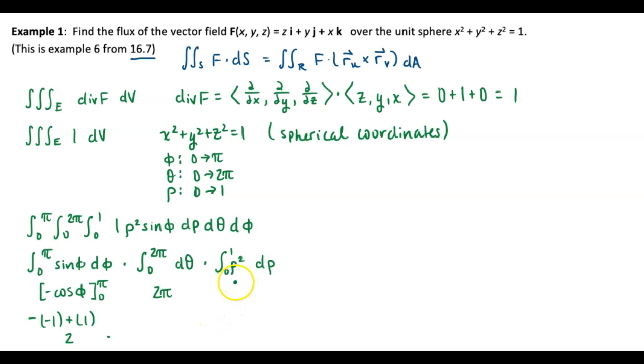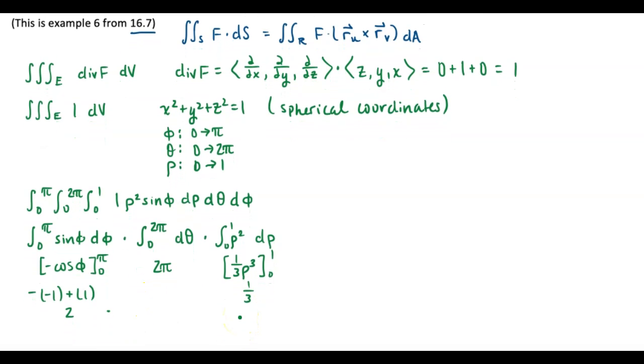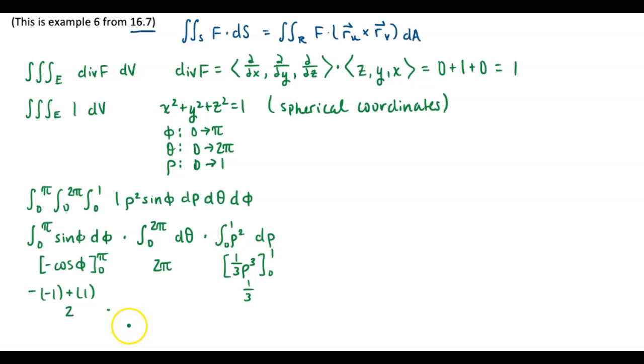And finally, the antiderivative of rho squared with respect to rho is 1/3 rho cubed. Taking that from 0 to 1, we know this will just give us 1/3. And so multiplying these three values together, we get 2 times 2 pi times 1/3, which is equal to 4 pi over 3.